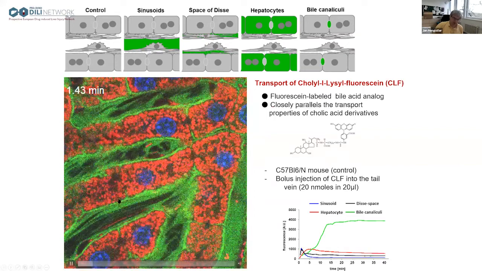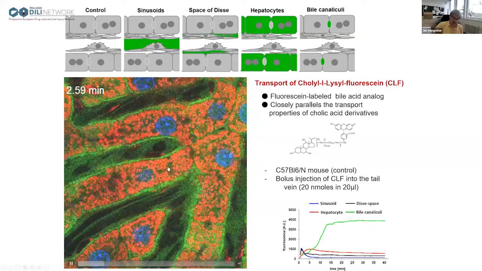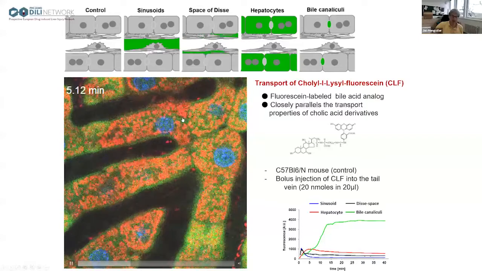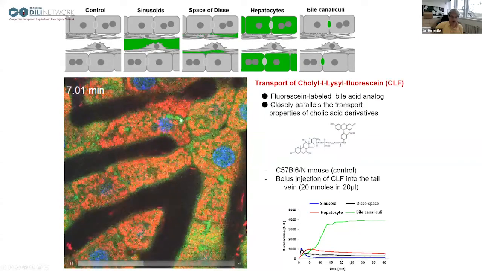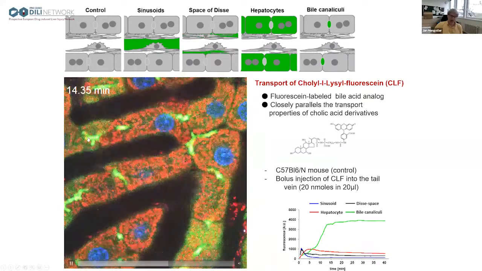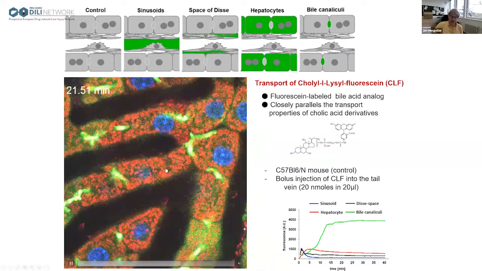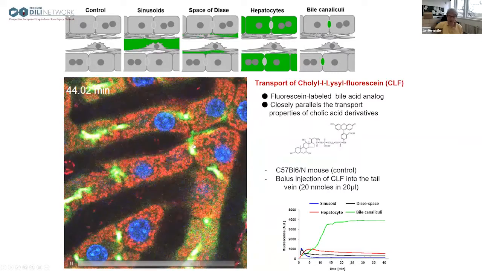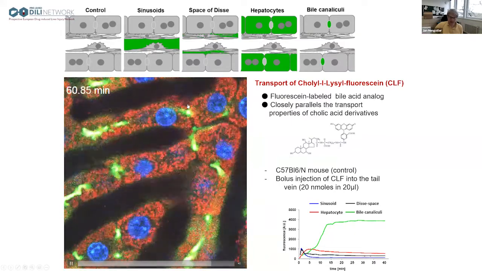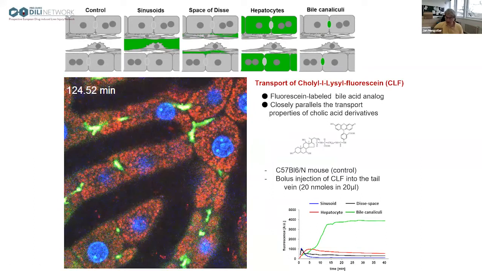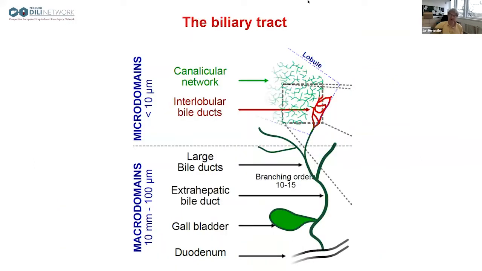Sinusoid, here is the Disse space. Now it is transported into the cytoplasm of the hepatocyte. And if you focus on this structure here, this is a bile canaliculus. And within a certain time period, the blood is cleared, and also the hepatocytes are cleared, and all of the bile acid analog is in the canaliculus, from where it moves on its journey to larger ducts. Here we have now seen the secretion in the canaliculi.